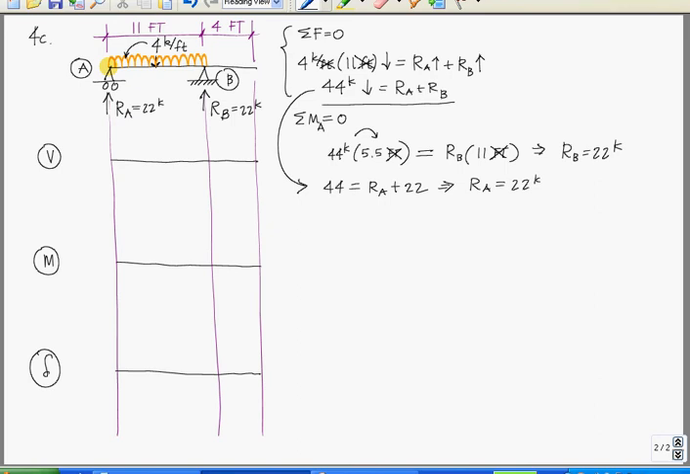Now it's time to draw the shear diagram. We start from the left end of the beam. The first force we encounter is the reaction of A, 22 kips up, so we go up 22 kips. Now between point A and point B, we have this distributed load. 4 kips per foot times 11 feet is 44 kips. 22 minus 44 is negative 22.